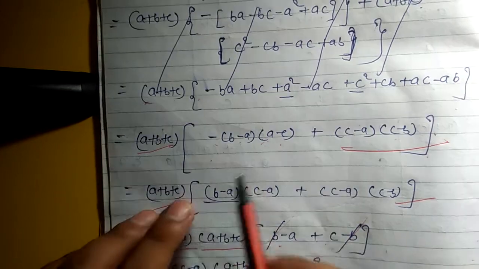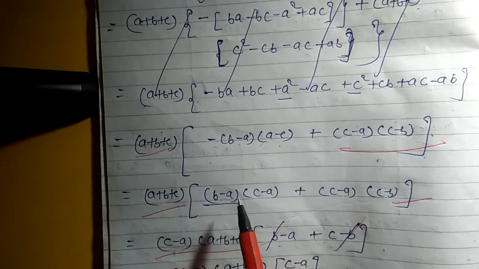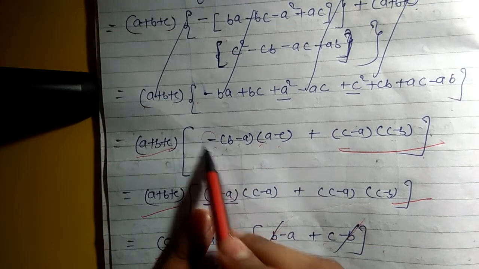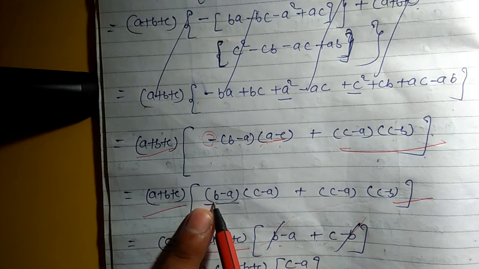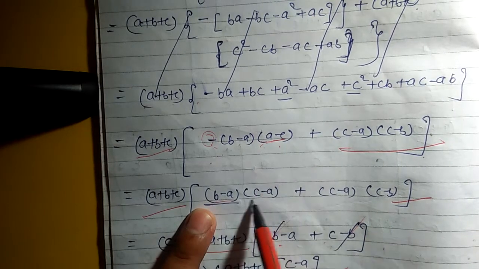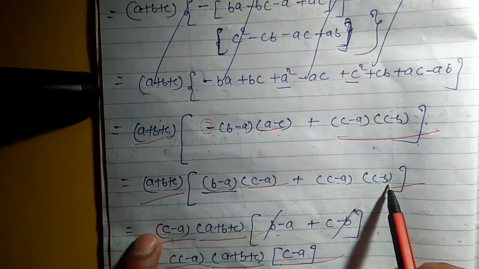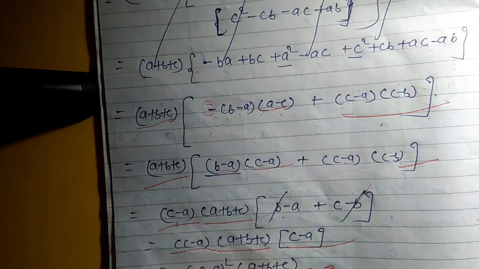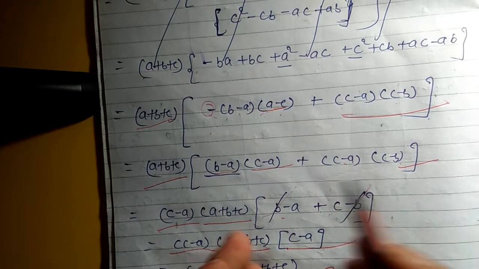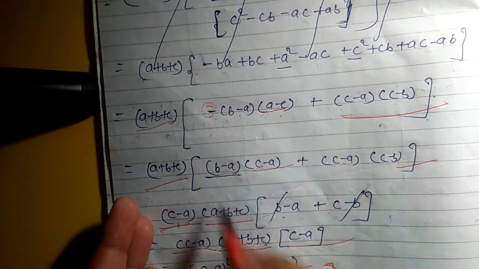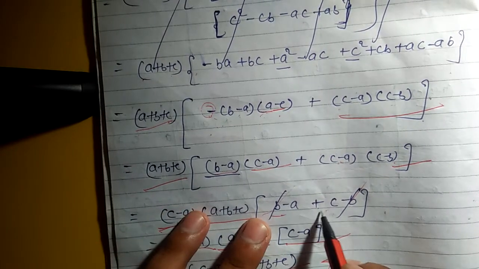A plus b plus c, and after we have taken the effect of this minus in this term, you will get b minus a, and a minus c will convert into c minus a after this minus sign, and c minus a, c minus b as it is. Now what should we do? You can take out c minus a and c minus a. So we also have taken out the common c minus a from this term. So you will get here b minus a plus c minus b.